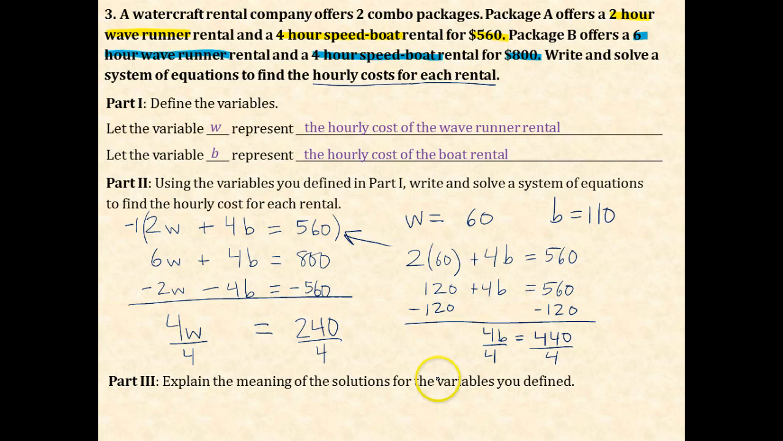So what is the meaning of these solutions that we found? $60 an hour for a wave runner, $110 an hour for a speedboat rental.